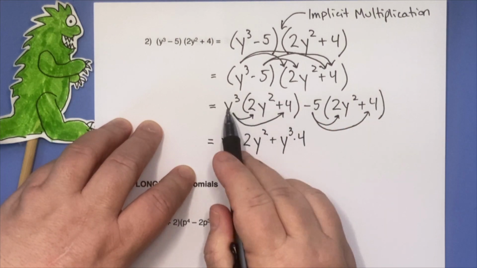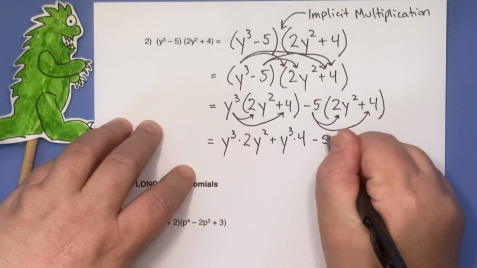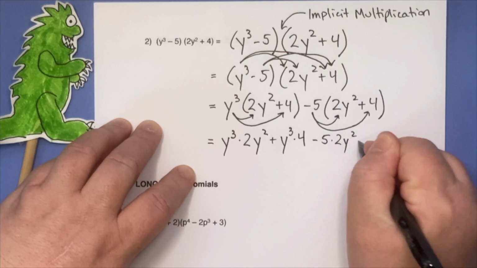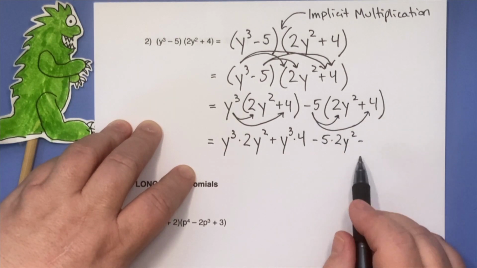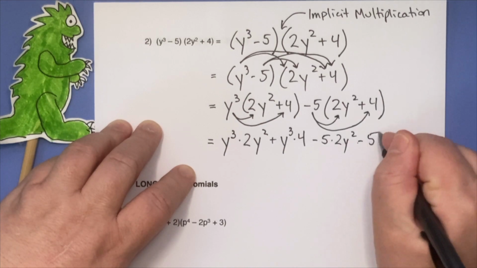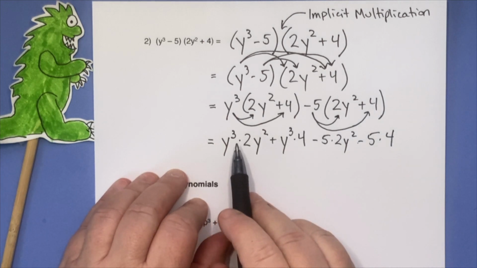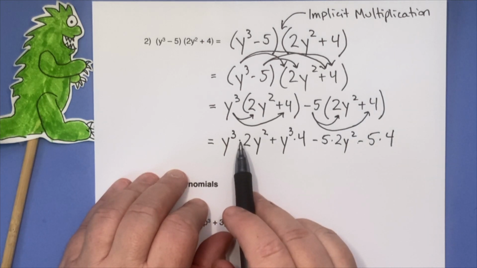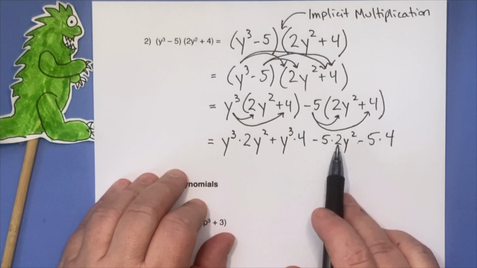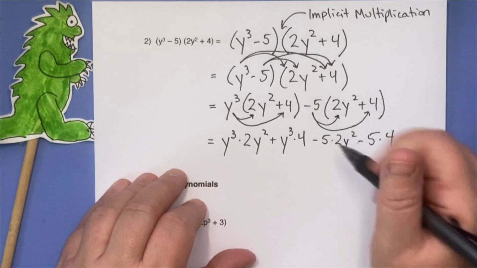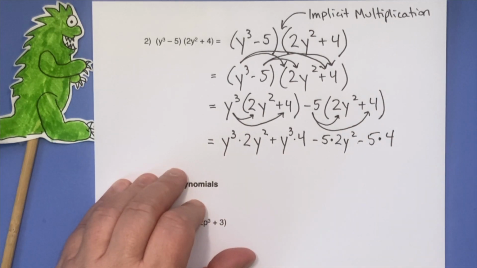I've multiplied the y cubed times each of these. And then I'm going to multiply the negative 5. Now, negative 5 times positive 4 is still going to leave me with that minus. And I'll remind you that generally speaking, we do not have to write the multiplication in as long as we're dealing with variables. When we get two numbers or constants together, we do have to write in that multiplication. Otherwise, it'll look like 52 or 54.